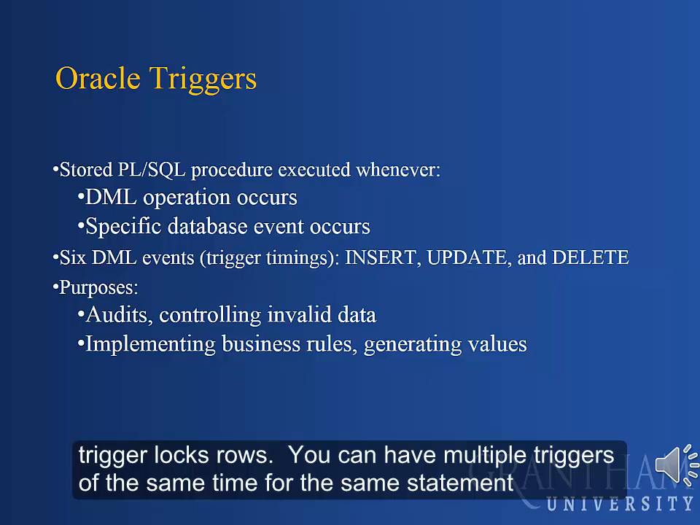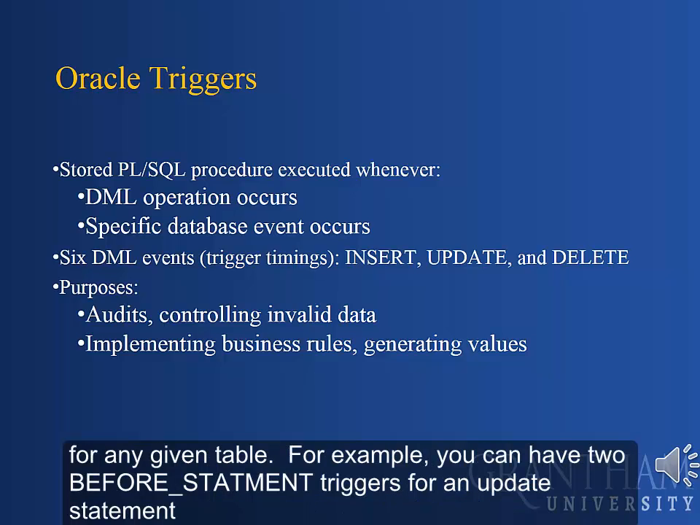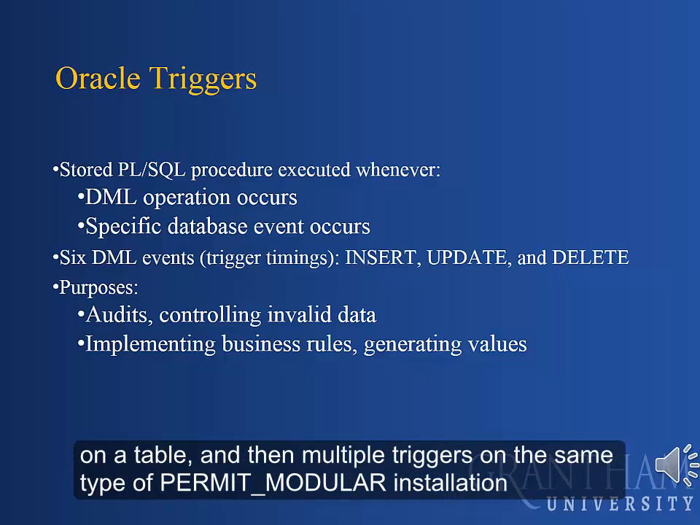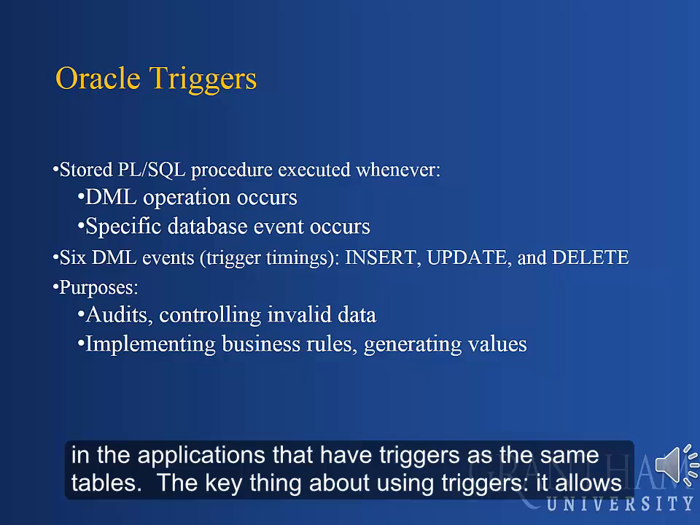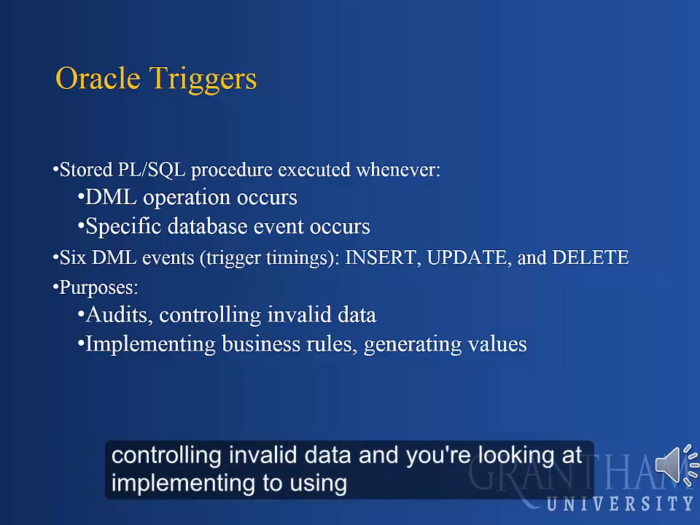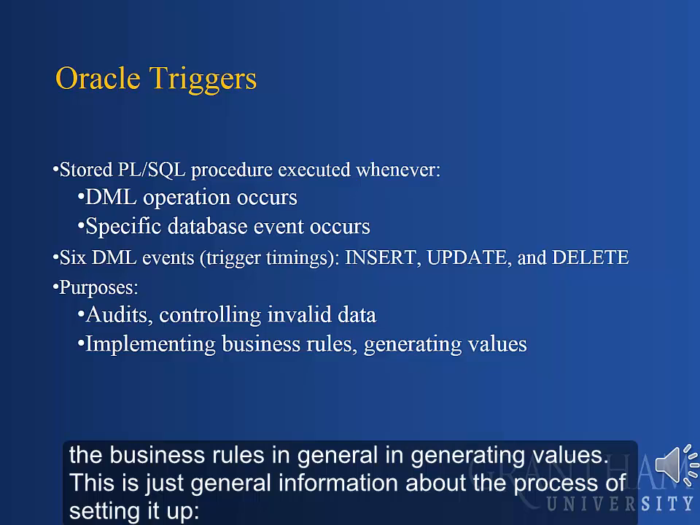You can have multiple triggers of the same type for the same statement for any given table. So, for example, you can have 2 before statement triggers for an update statement on a table, and multiple triggers of the same type permit modular installation of applications that have triggers on the same tables. The key thing about using triggers is it allows controlling invalid data, and you're looking at implementing the business rules and generating values.